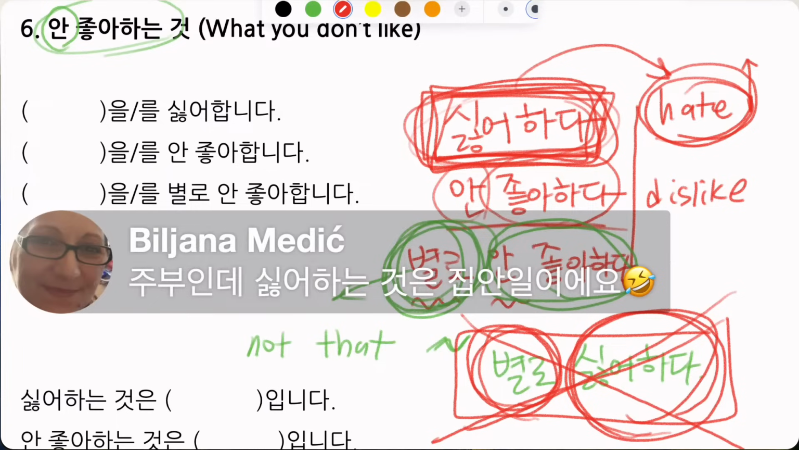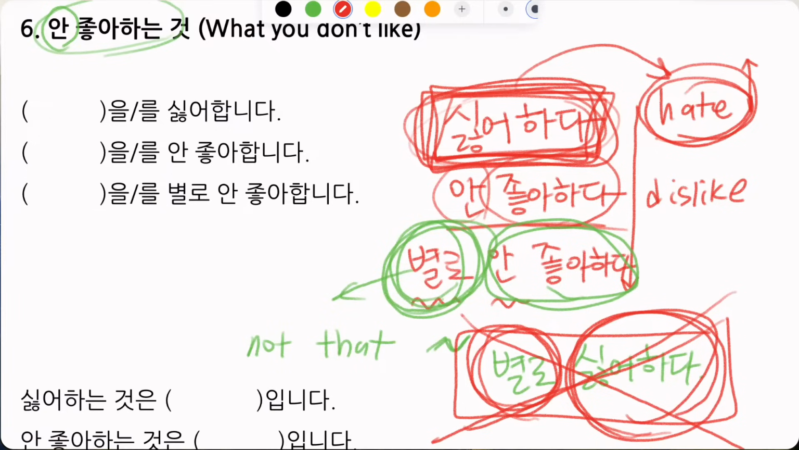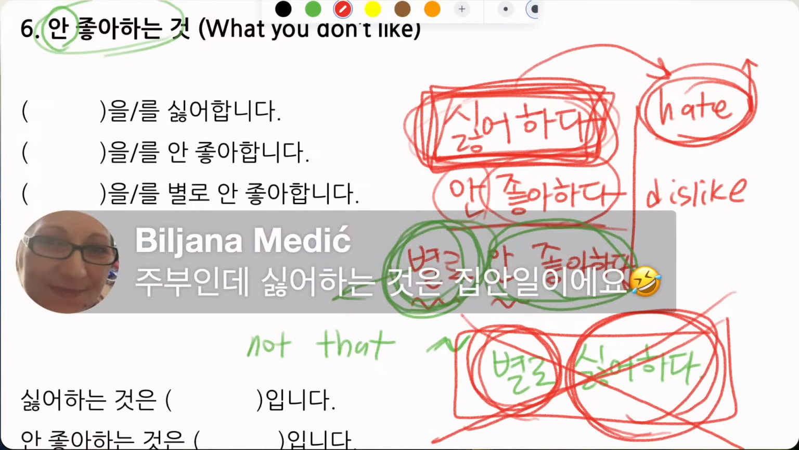Wow. 맞아요. 집안일은 진짜 너무너무 힘들어요. Once or twice or even third times it's fine, but when you have to do it for good, it becomes such a chore. 네, 너무너무 싫어요. That's a really good sentence. 빌리아나님, thank you for sharing though.